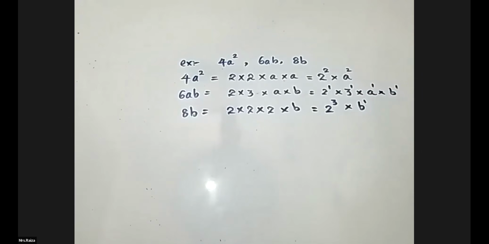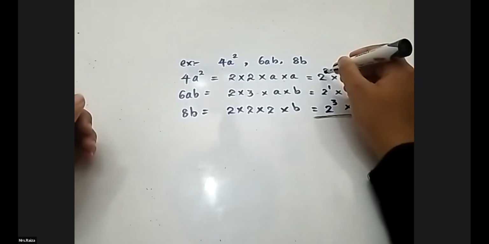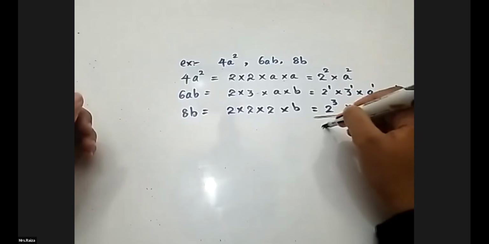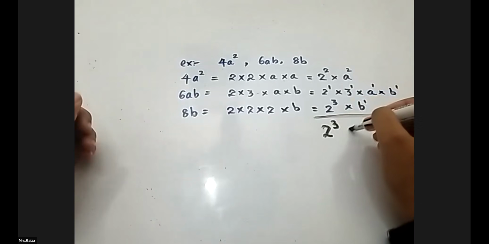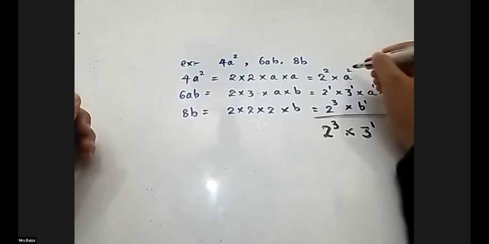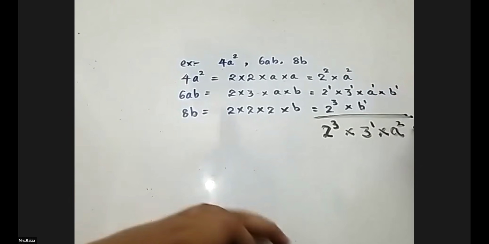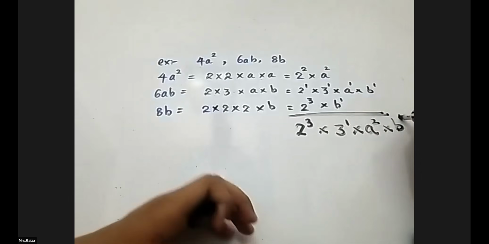Now you have to get the factor with the highest index number. What is the highest index number of 2? 2 to the power 3 is highest. What is the highest factor of 3? 3 to the power 1. That is the only one. What is the highest factor of a? a to the power 2. What is the highest factor of b? b to the power 1.